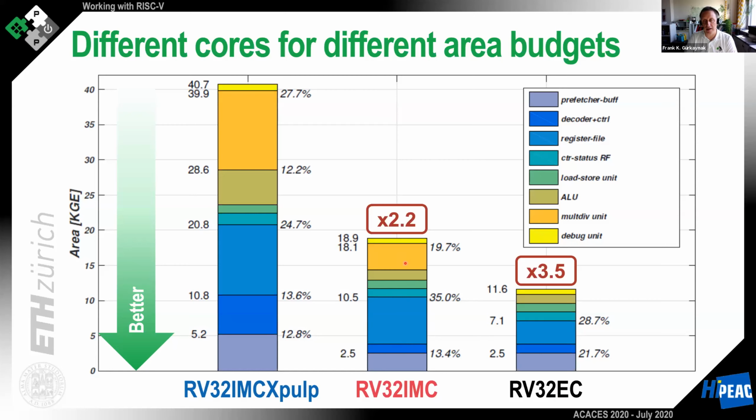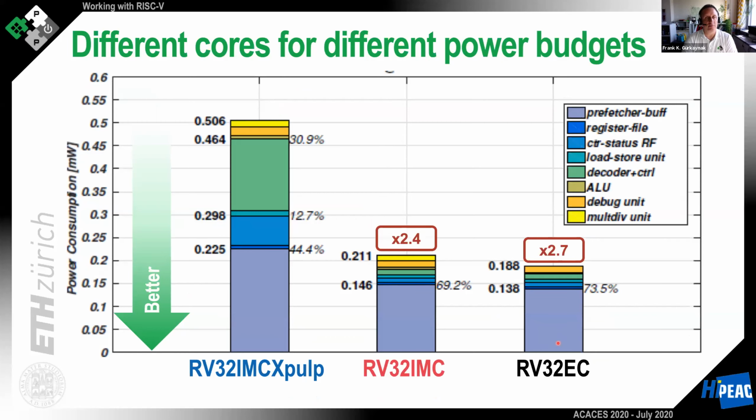Here you have the multiplier extension. This is the multiply divide unit here, which is missing here. And if you look at it, that explains the difference between those two implementations. Now, this looks all very good and interesting, but what about the power?